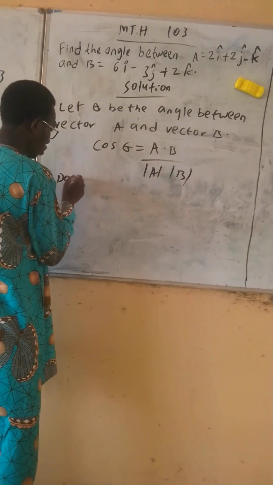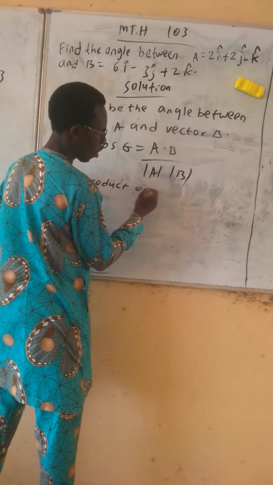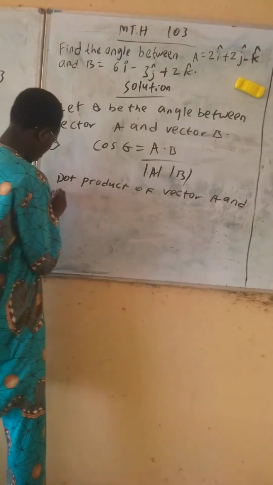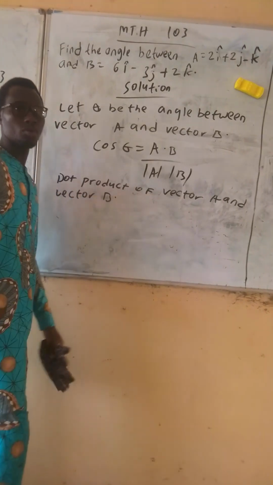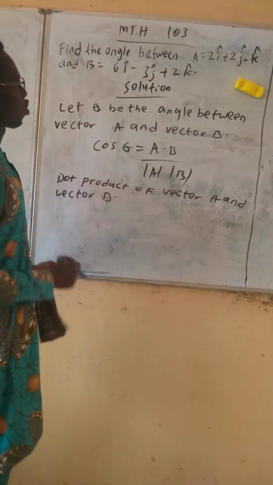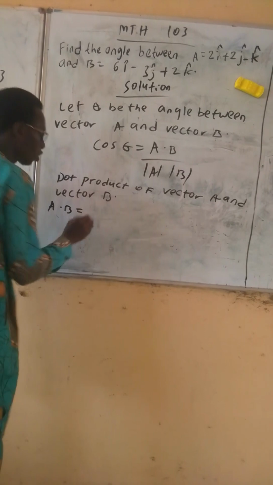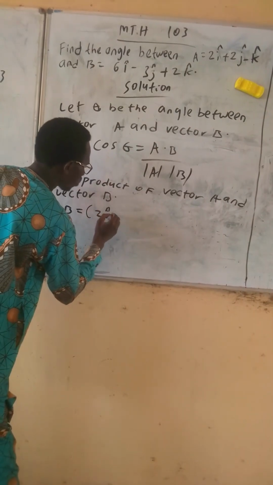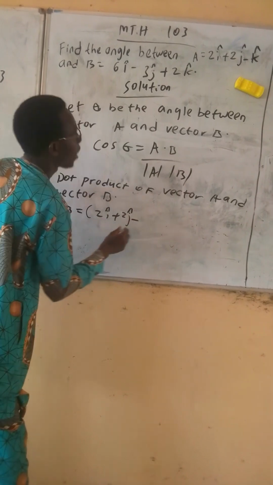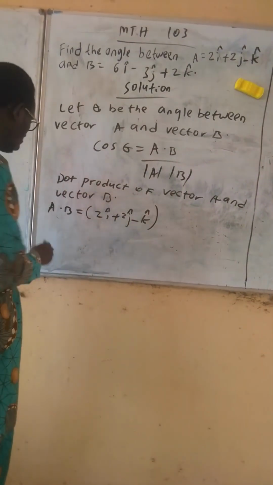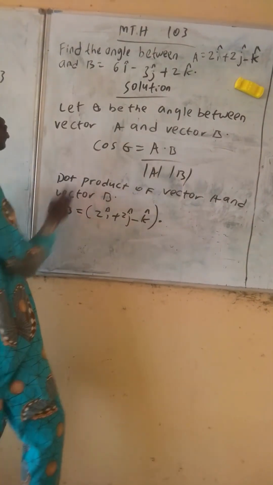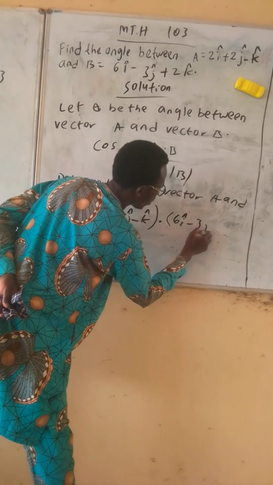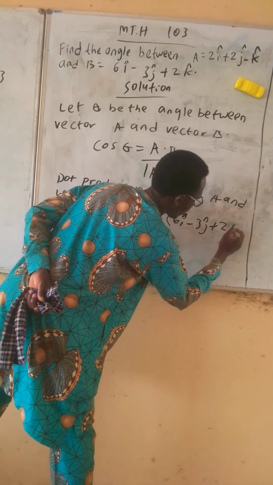The dot product of vector A and vector B. Now, vector A is 2i vector plus 2j vector minus k vector, dot vector B, which is 6i vector minus 3j vector plus 2k vector.